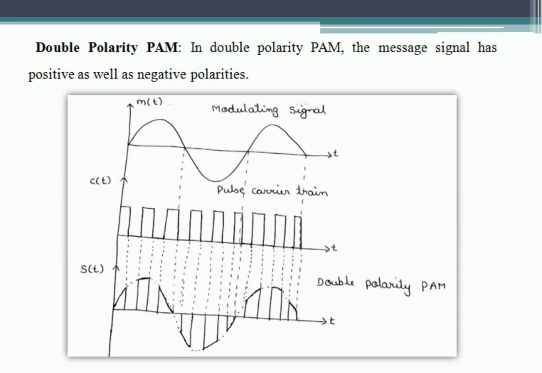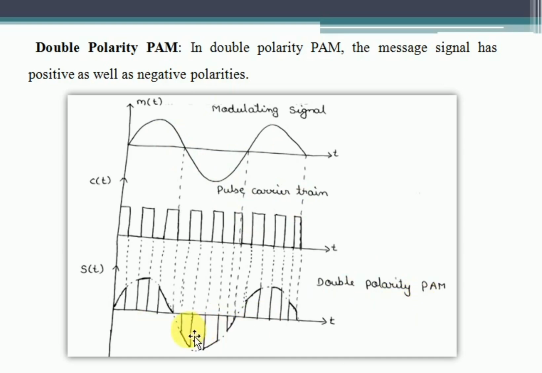Now, what do you mean by double polarity PAM? In the double polarity PAM, the message signal has both positive polarity as well as negative polarity. Now, let us consider the message signal which has both positive and negative polarity, and it is superimposed with the pulse carrier train in order to generate a double polarity PAM signal.